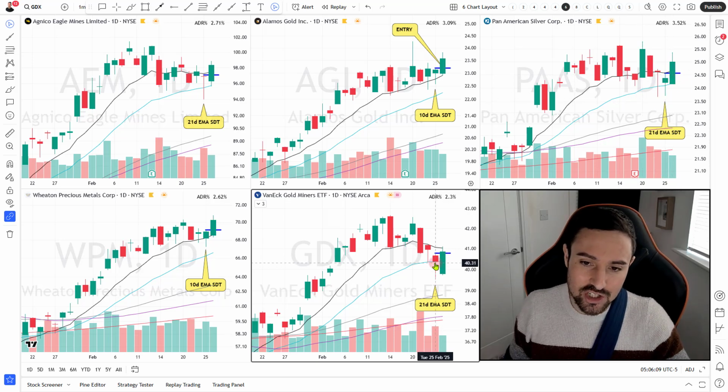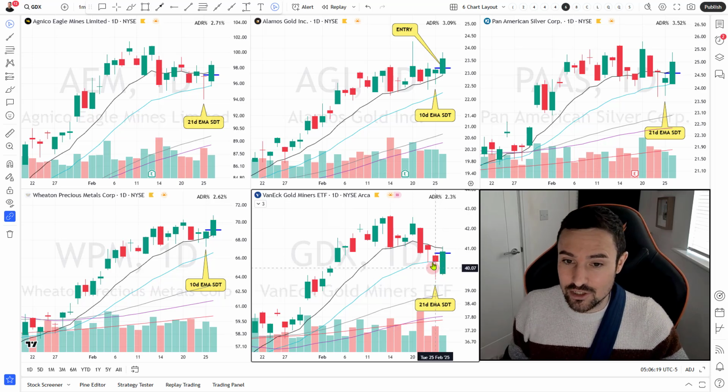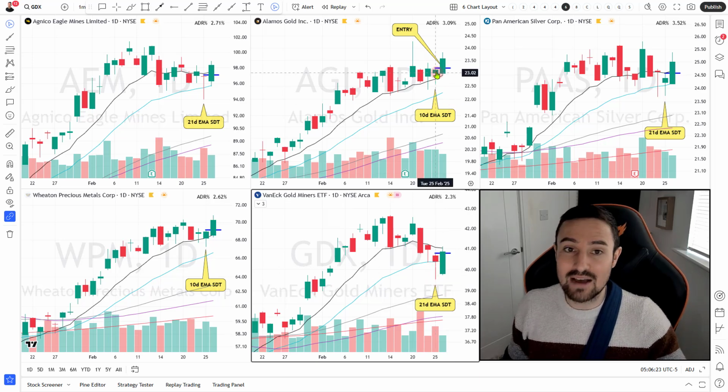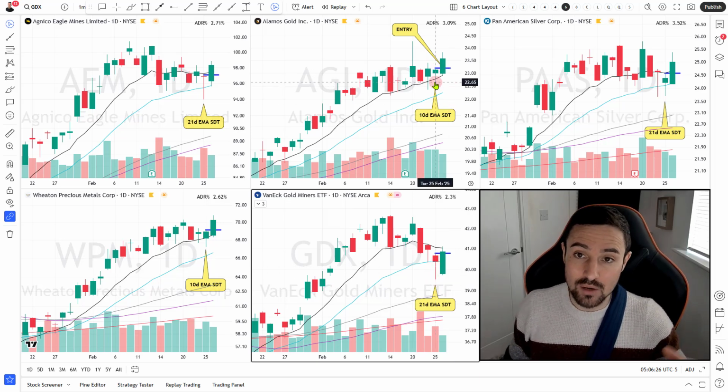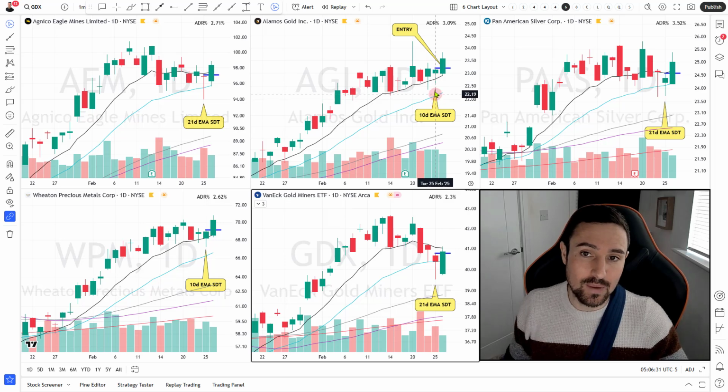Then I take a look at GDX, again 25th of February, what do I see? There's a nice shakeout demand tail here. It's pulled back down, shakeout demand tail underneath the 21-day EMA. In particular here, GDX has formed a nice big shakeout demand tail. It's a very constructive bar, and then you have leading stocks like Alamos Gold, which is displaying relative strength across multiple durations. Alamos Gold is not shaking out at the 21-day EMA.